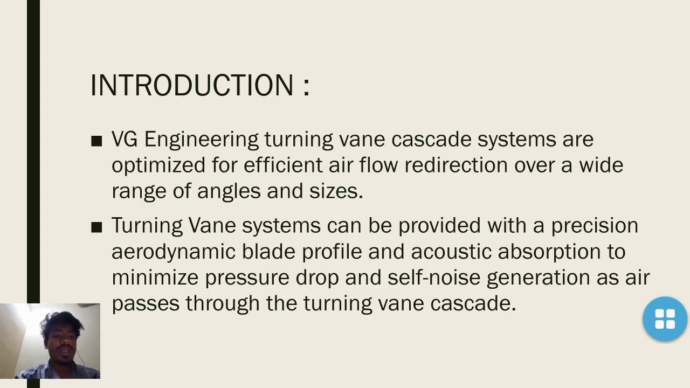Engineering turning vane cascade systems are optimized for efficient airflow redirection over a wide range of angles and sizes. Turning vane systems can be provided with a precision aerodynamic blade profile and acoustic absorption to minimize pressure drop and self noise generation as air passes through the turning vane cascade.